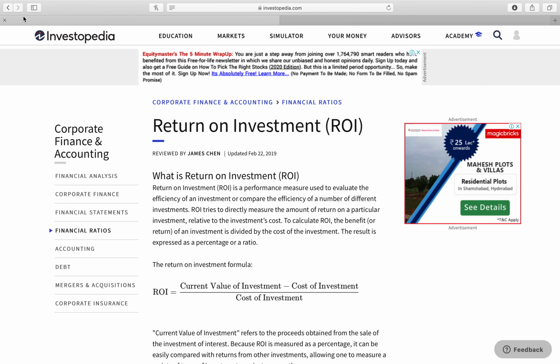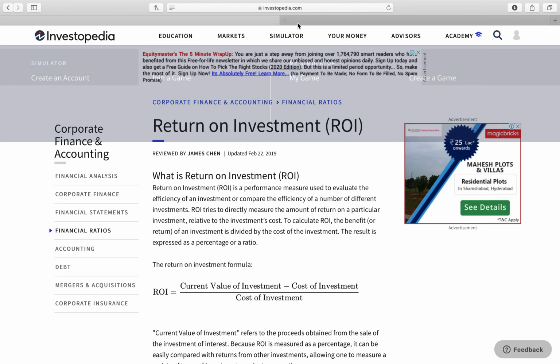So hey guys, today we're going to be talking about ROI, or return on investment, and how you can calculate your return on investment. So return on investment is a performance measure used to evaluate the efficiency of an investment or compare the efficiency of a number of different investments. ROI tries to directly measure the amount of return on a particular investment relative to the investment's cost. To calculate ROI, the benefit of an investment is divided by the cost of the investment.